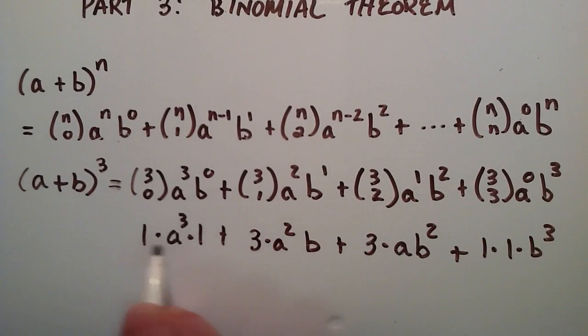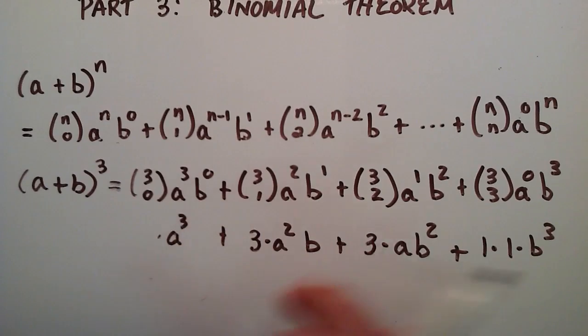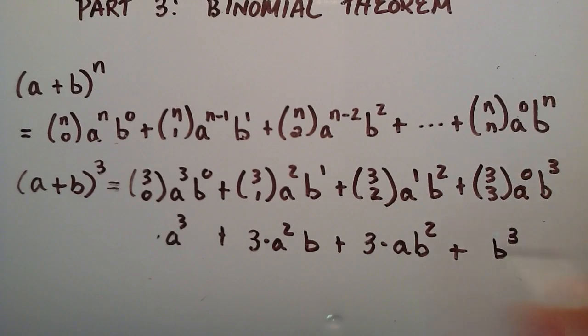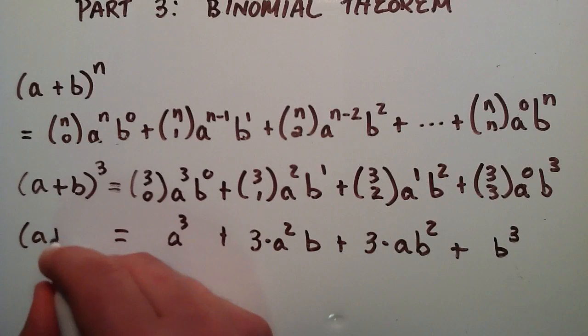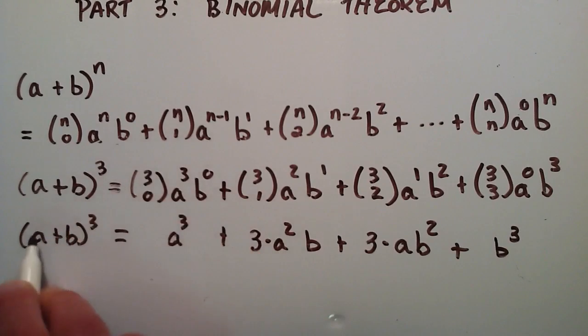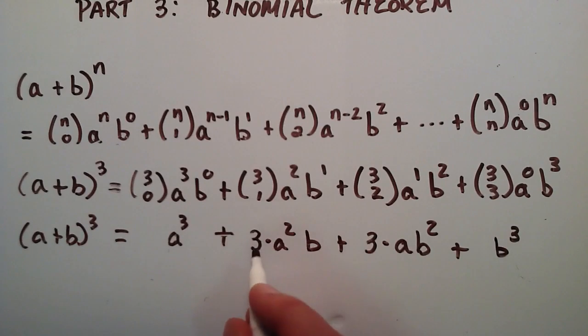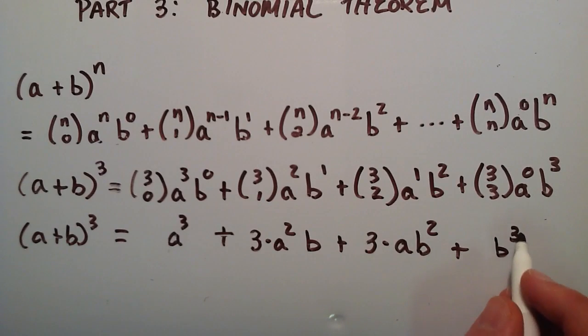Basically we can get rid of all these 1s since they don't really change anything. I'll take those out and move that over a little bit to make it look a little nicer. This is really the answer right here, and we got it by using the binomial theorem. So a plus b, the quantity raised to the 3rd power, is the same thing as a to the 3rd plus 3 times a squared times b plus 3 times a times b squared plus b to the 3rd.